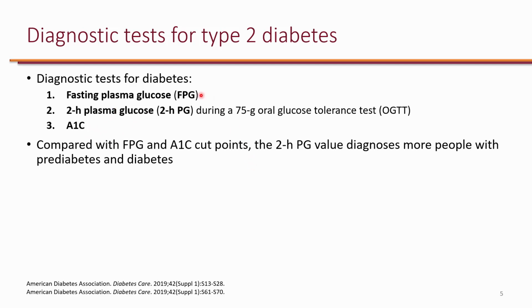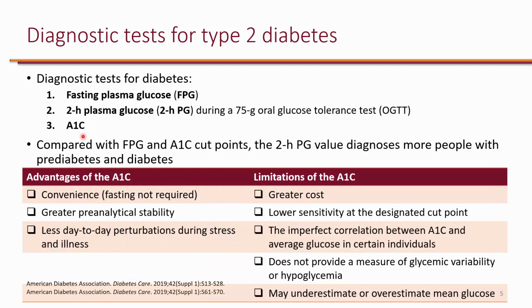Now when you compare these three tests, the 2-hour plasma glucose can actually diagnose more people with prediabetes and diabetes compared to fasting plasma glucose and A1C. The A1C is the gold standard, but it has advantages and limitations. The advantages are that it's convenient because patients are not required to be fasting. There's greater pre-analytical stability. There's less day-to-day perturbations during stress and illness. However, A1C is actually more expensive.